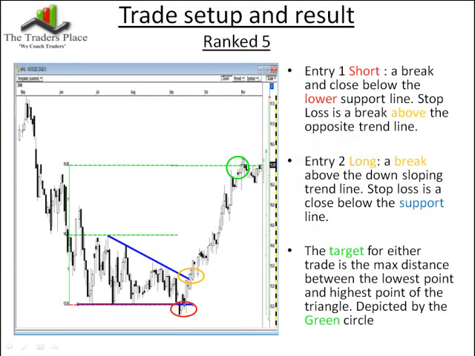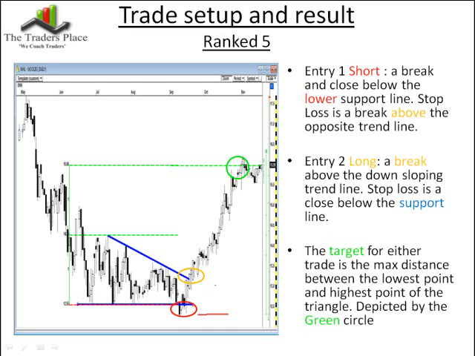So entry number 1 would have been short on the lower red circle once it broke the support line. The stop loss would have been the downward sloping trend line. We stopped out, and then entry 2 kicked in, and we would have gone long on that break and close above the sloping trend line. The stop loss would then become a close below the lower support line.